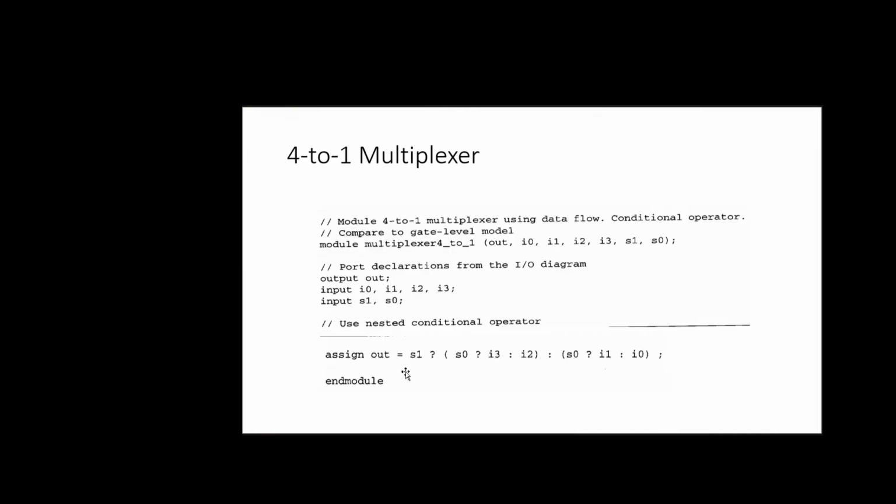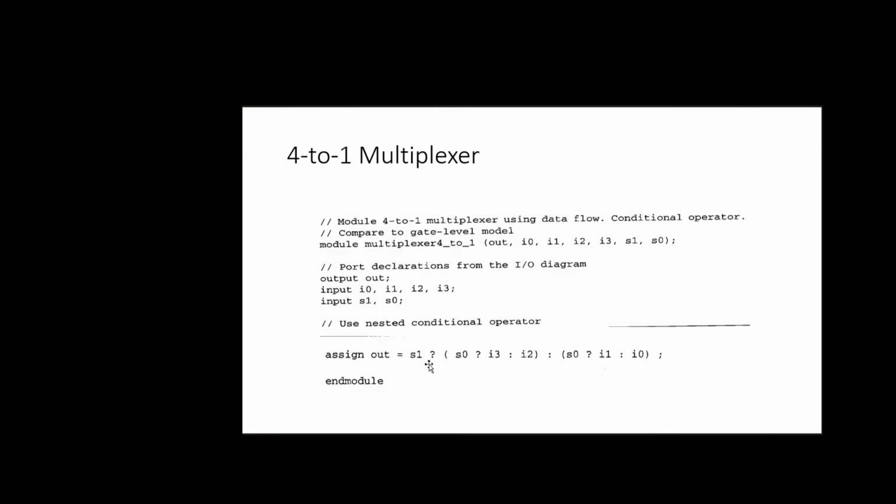Using a single statement here, we are defining the whole logic of the 4 by 1 mux. The type of operator here is the ternary operator. Before the question mark is the condition. If the condition is satisfied, then the statement after the question mark will be executed. If the condition is not satisfied, then whatever statement is after the colon will be executed and assigned. So here we are going to have two selector inputs.